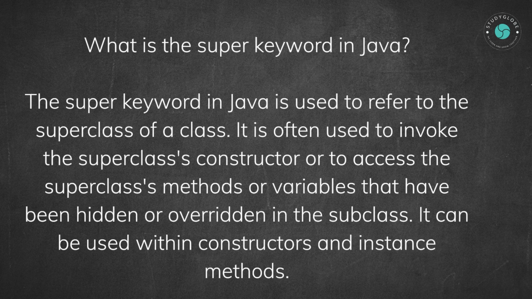What is the super keyword in Java? The super keyword in Java is used to refer to the superclass of a class. It is often used to invoke the superclass's constructor or to access the superclass's methods or variables that have been hidden or overridden in the subclass. It can be used within constructors and instance methods.